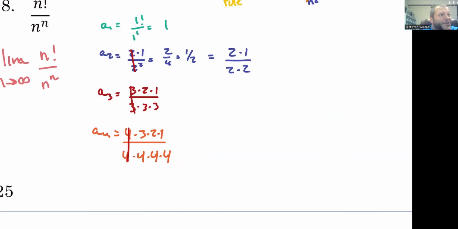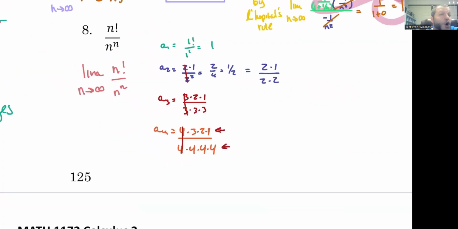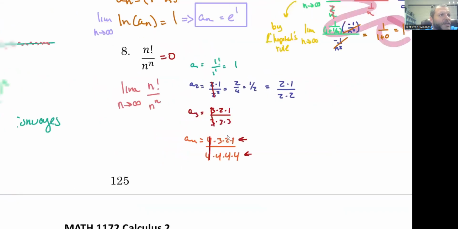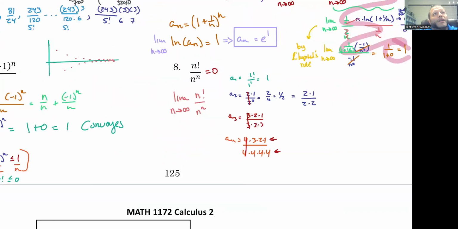And then what are we left with? We're left with numbers in the top that are always going to be smaller than numbers in the bottom. So what dominates, the top or the bottom? Well, the bottom has to, right? Because everything in the bottom is always going to be bigger than these products in the top. So this thing is going to go off towards 0. So this sequence would also converge.